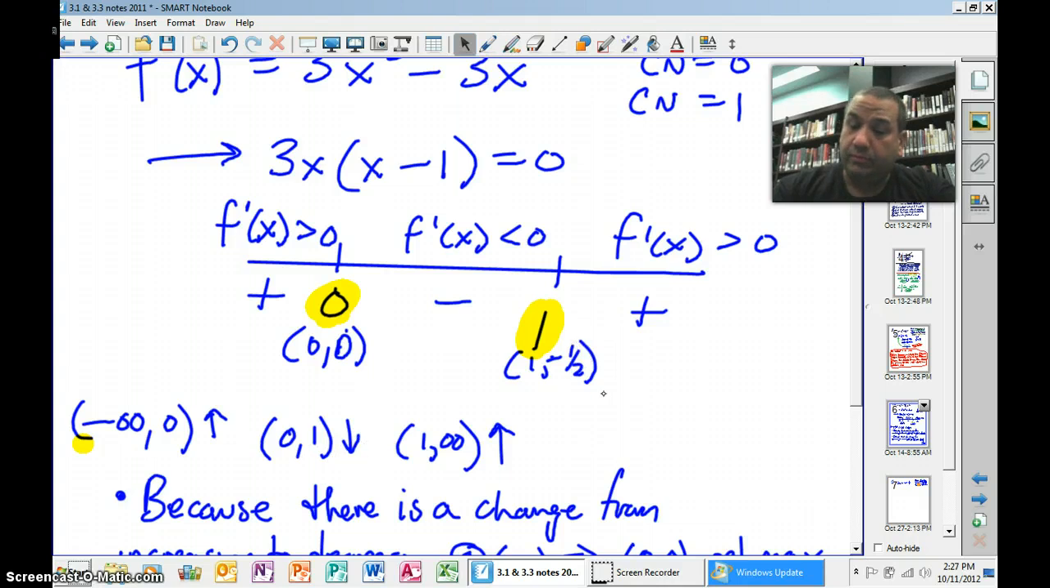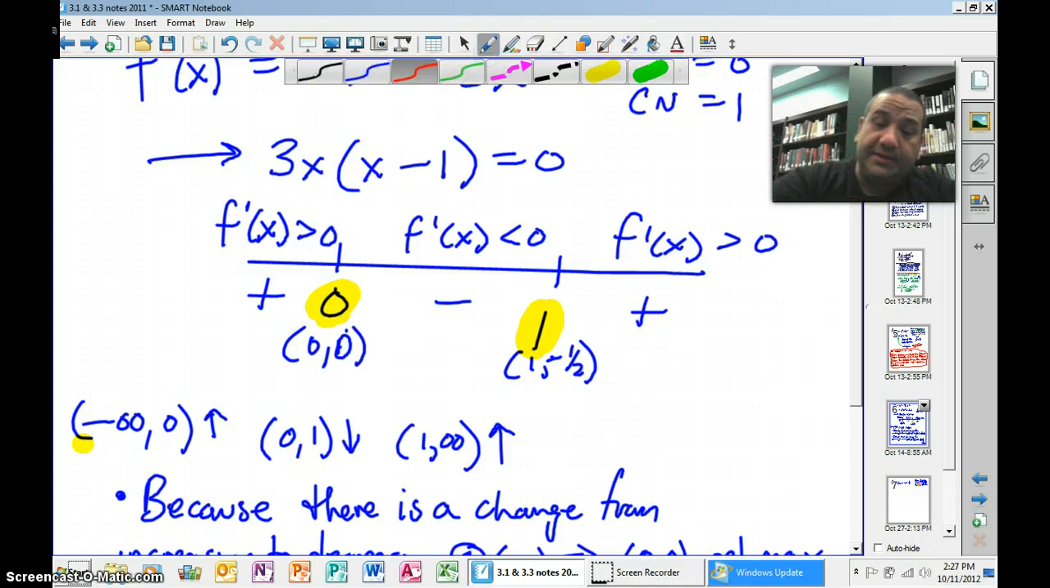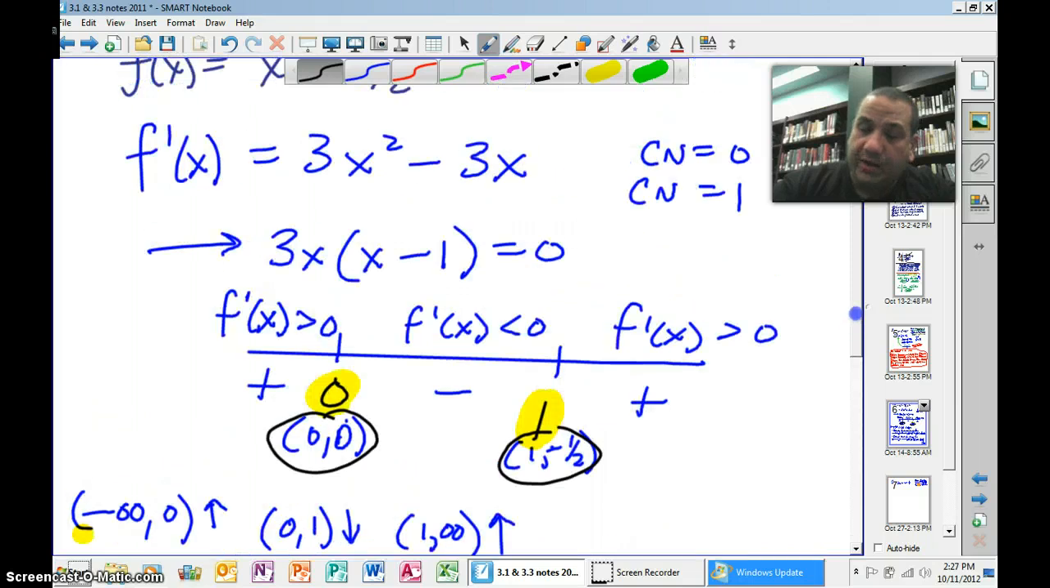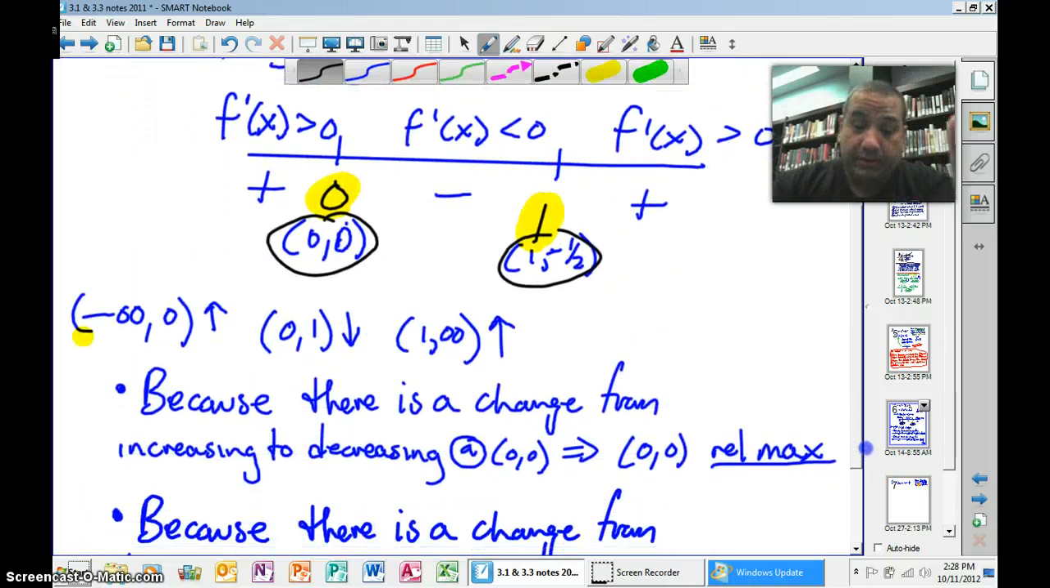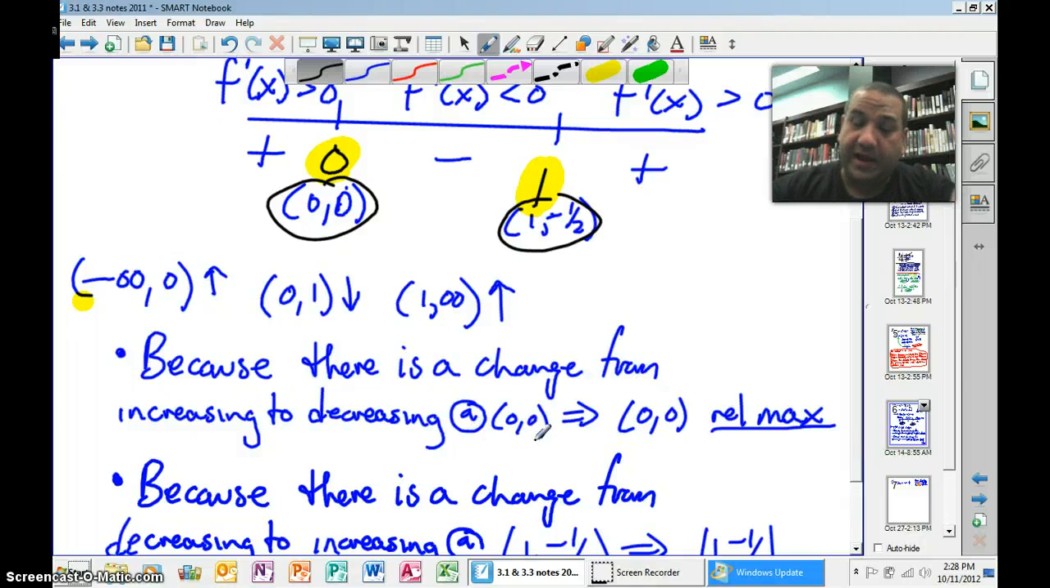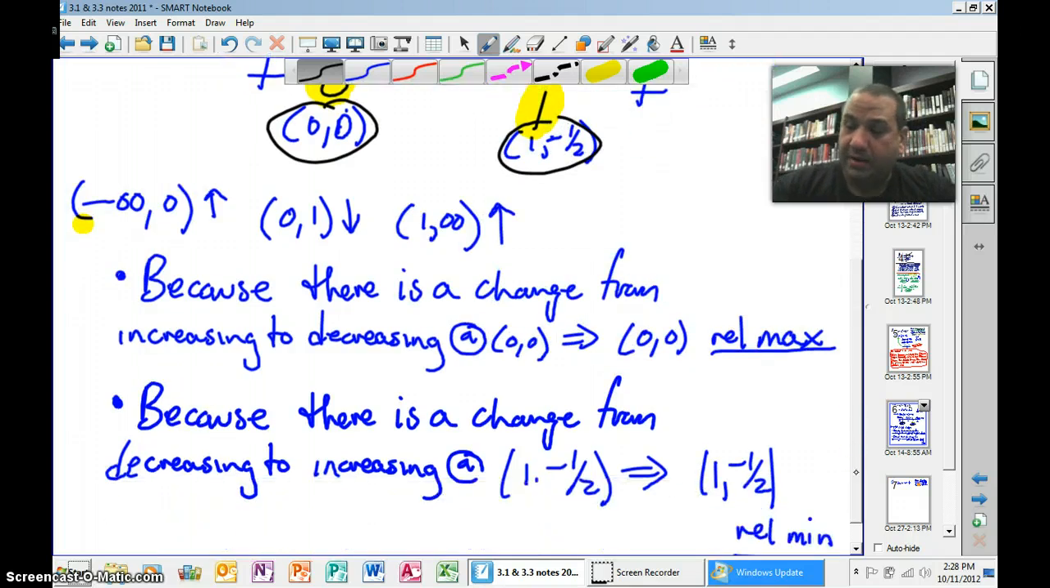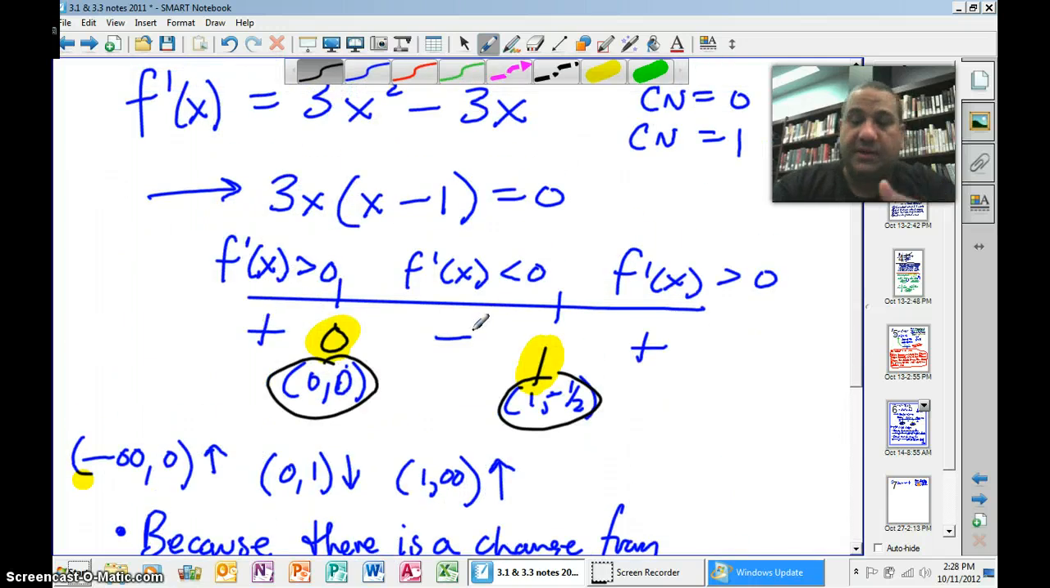And from, I don't know why that's negative 1/2. Oh, I guess that's what I checked. All right, and then from 1 to infinity, it's increasing. These points plug into the original equation to get these points. So that's what I did. I plugged into this original equation, got 0, 0, and 1 comma 1/2. So now we can say a lot about them. You say, because there's a change from increasing to decreasing at 0, 0, that's a relative max. Nice. Because there's a change from negative to positive, right there, that's going to be a relative min. And I could also say that this is increasing, decreasing, and increasing due to its derivatives.